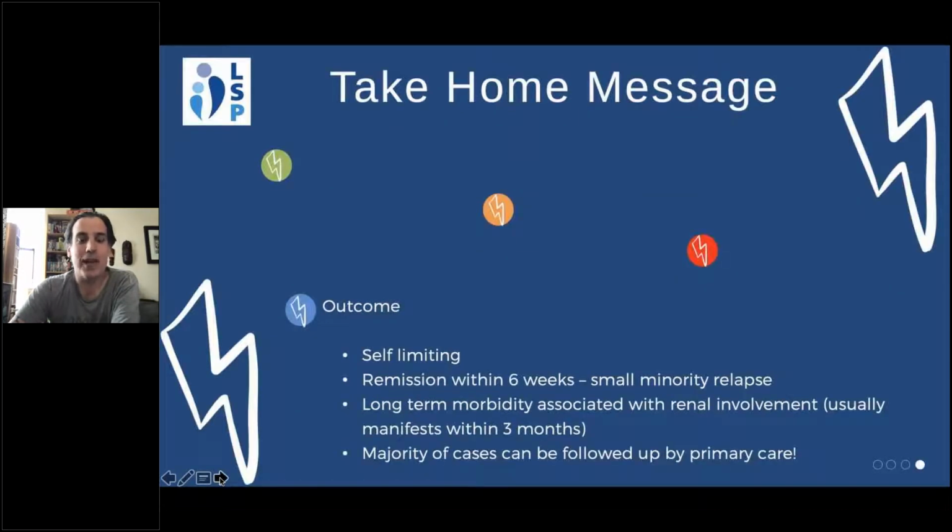So take home message: HSP tends to be a self-limiting disease. Remission is normally within 6 weeks. Long-term morbidity is almost exclusively associated with renal involvement, and it tends to manifest within three months. The majority of cases can be followed up in primary care, with general pediatric team input if needed, and very rarely is tertiary team input needed.